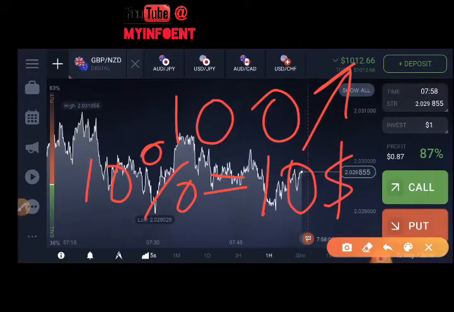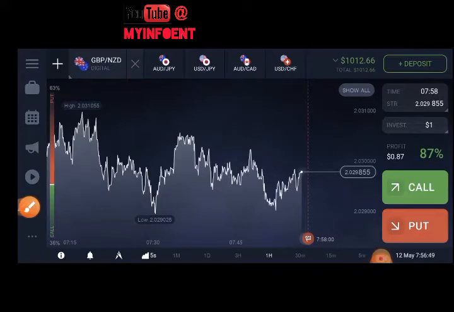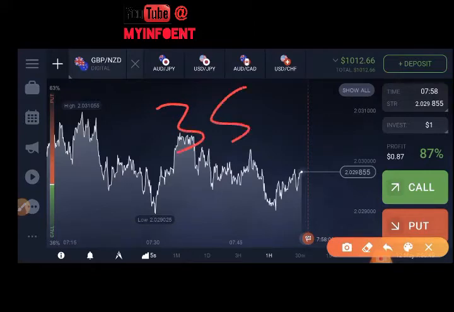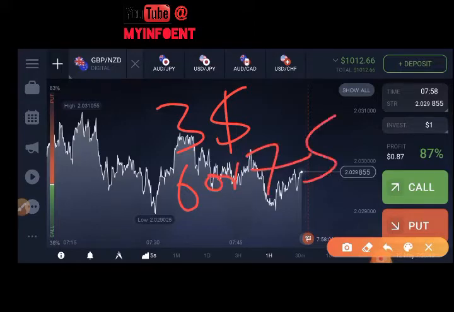So now you want to invest 10% of your total capital, which is $100, which happens to be $10. So your first trade should be $3. Then the second trade should probably be $6 or $7, making a total of $9 or $10.